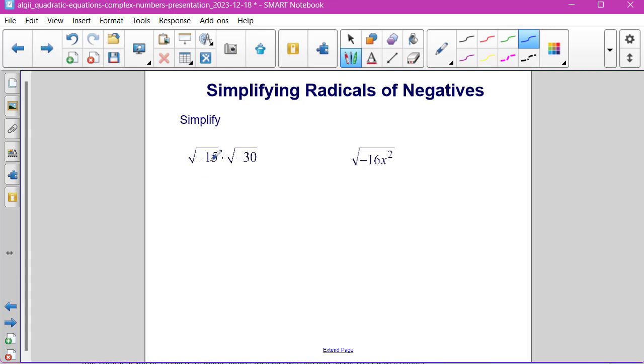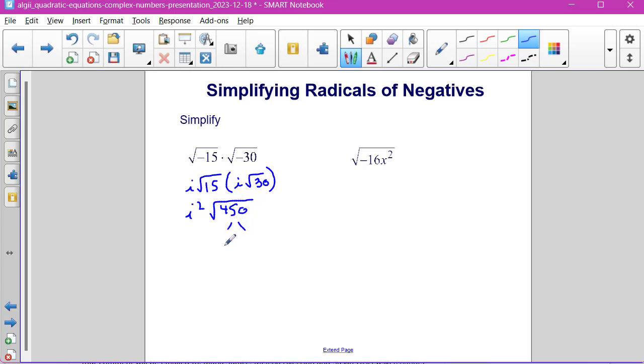We first have the square root of negative 15 times the square root of negative 30. We first need to pull the i out of each of these radicals. So we have i times the square root of 15 times i square root of 30. The next thing we can do is multiply our i values together to get i squared, and also multiply the remaining radicands together. 15 times 30 will end up being 450 inside of the square root.